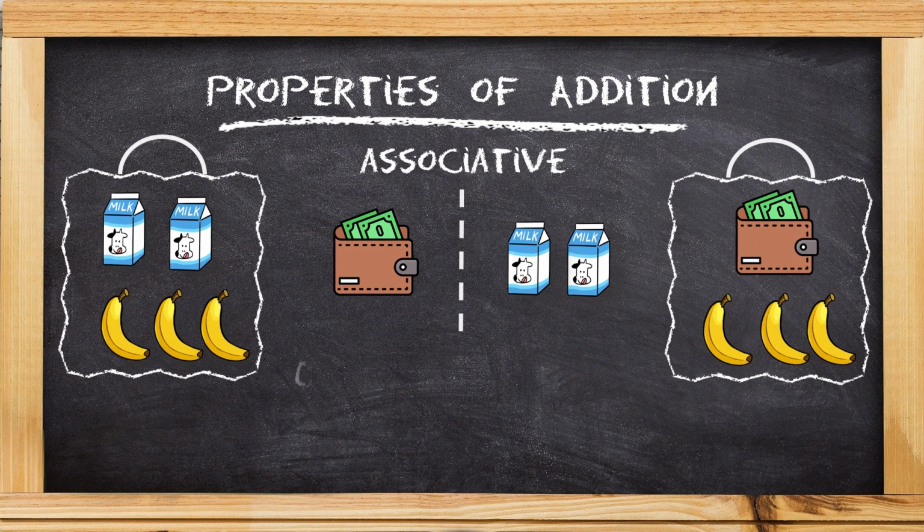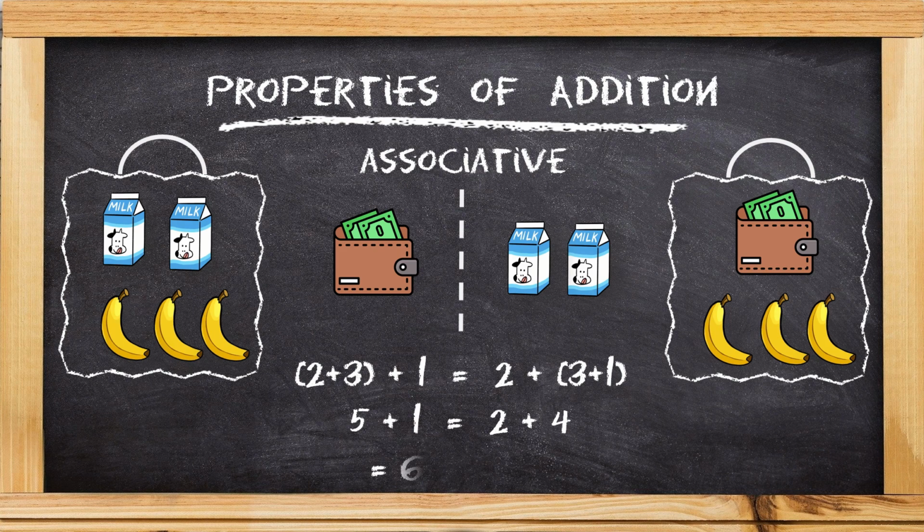Here's an example. If we group 2 plus 3 together and then add 1, we get the same result as grouping 3 plus 1 first and then adding 2. No matter how we group the numbers, the sum stays the same.